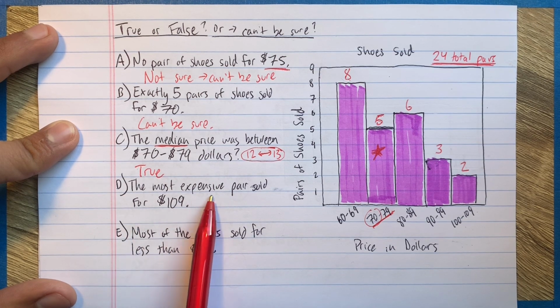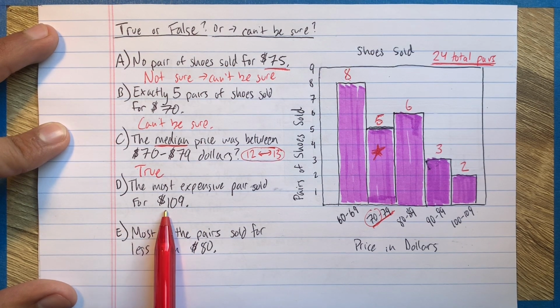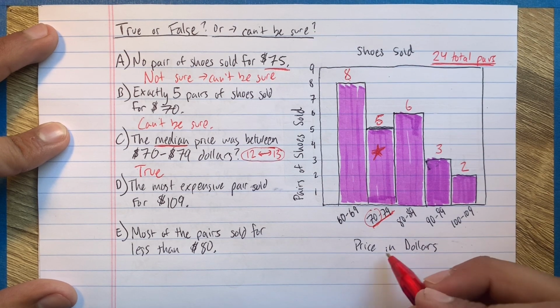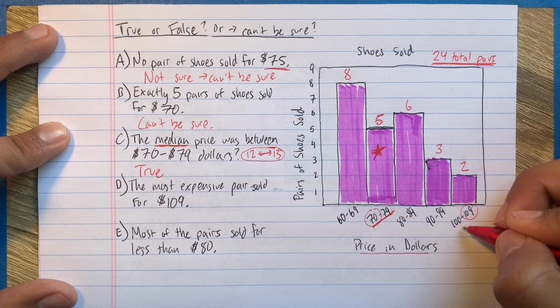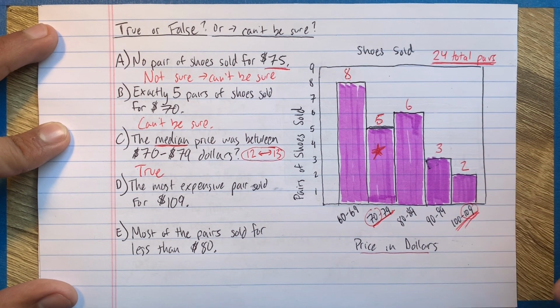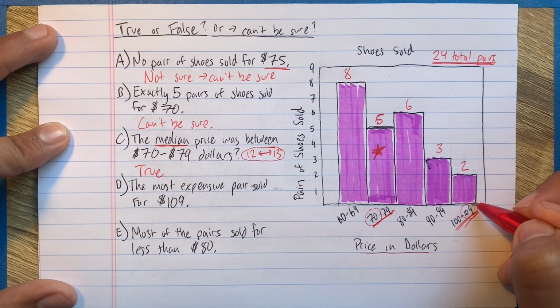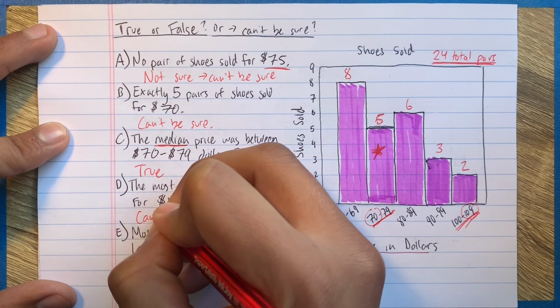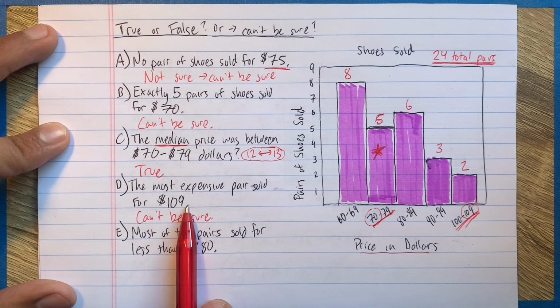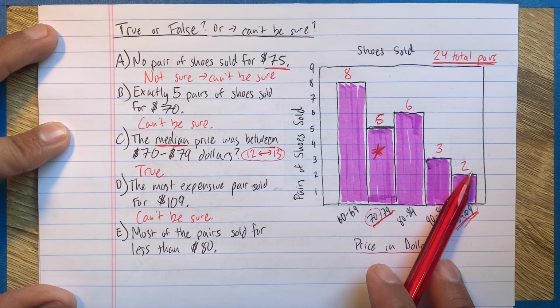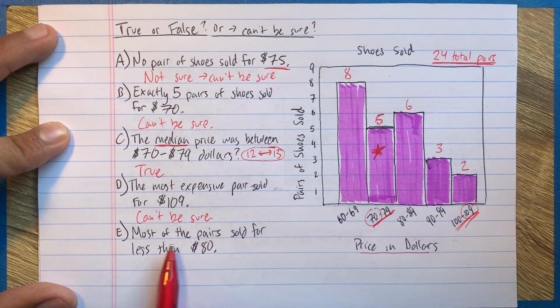D, the most expensive pair sold was for $109. All right, so if we look at price in dollars, 109 is here. And we do have 2 shoes that fall in this range. But the issue is we don't know if they did cost exactly 109 or even 100. We just know that they were in this range, so we can't be sure. We know that the highest possible value was 109, but we don't know if one of these 2 shoes cost $109.